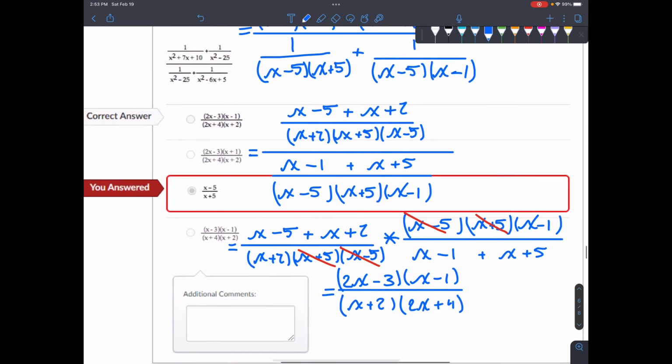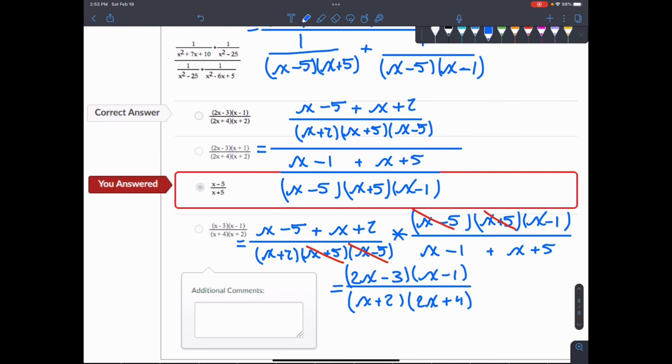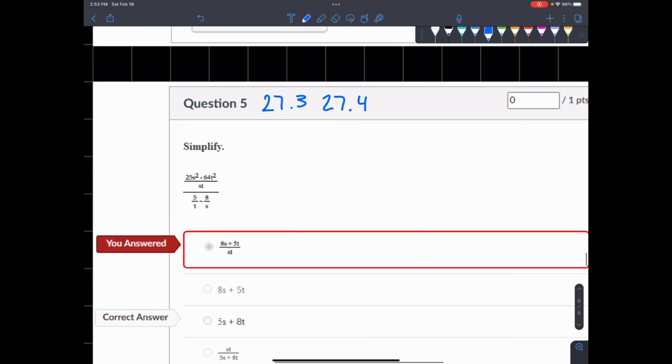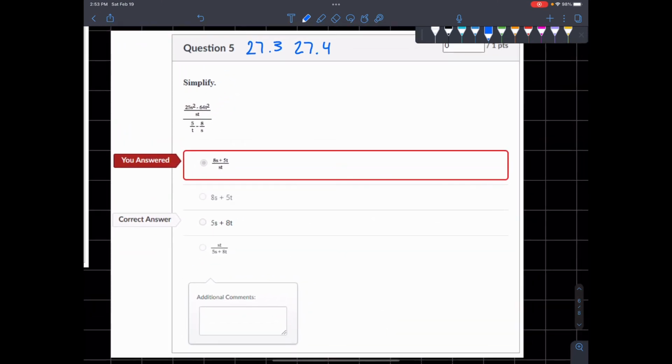So then let's look at our answers here. It looks like this has got to be our answer. I'm going to box it just because it's getting a little messy. There we go. Bam, perfect. All right, moving on to question 5 of 27.3, 27.4.